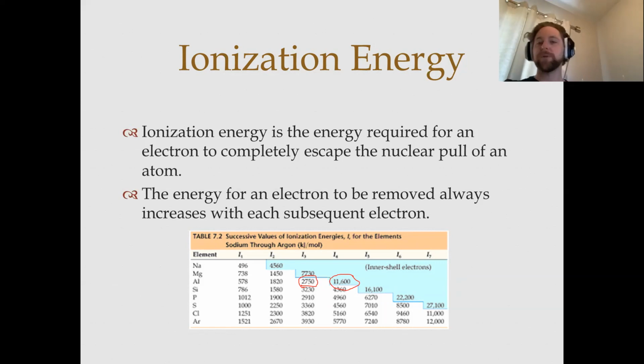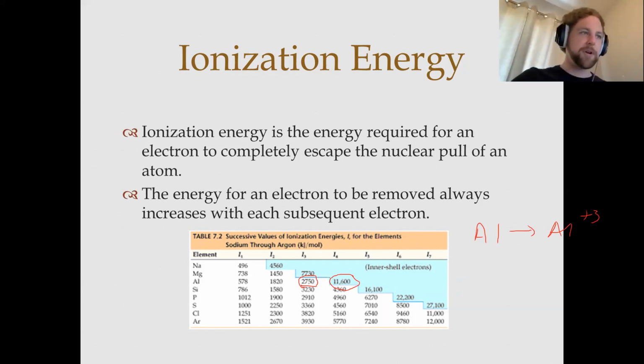So we really only see aluminum going to a +3 charge because it's really only going to lose 3 electrons under normal conditions, where that fourth electron isn't necessarily going to be removed. If you throw enough energy at it, you can get it to ionize to a +4, but we don't see that happening under normal conditions.